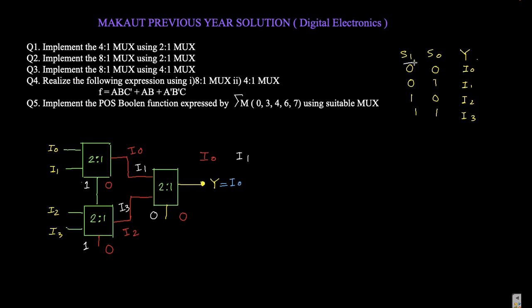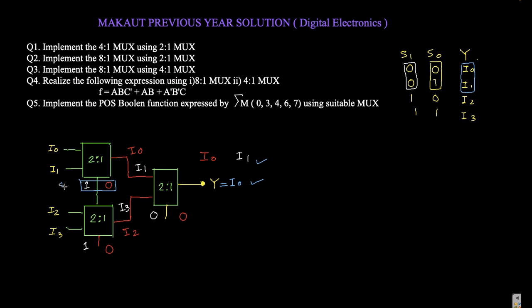Now consider these 3 terms. When it is I0, then S0 and S1 both are 0. So it means when S0 is 0 and 1, we are getting I0 and I1 in both the cases. So it is 0 and 1, and for that we are taking I0 and I1 both the cases.